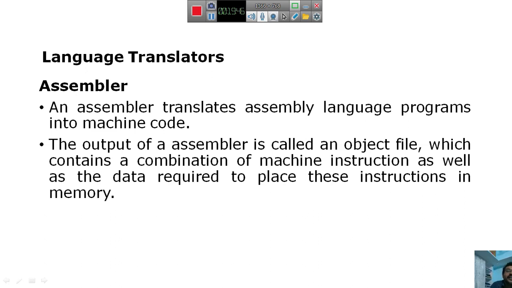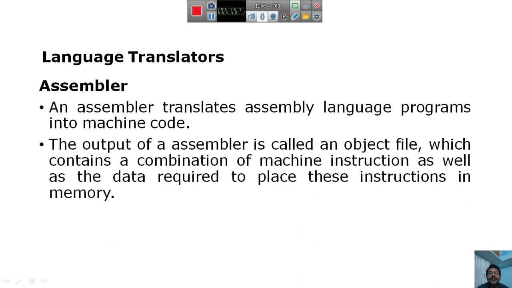So after converting an assembly language program into machine language, it produces a file which is called an object file. The object file is a combination of machine instructions as well as the data required to place these instructions in the memory.